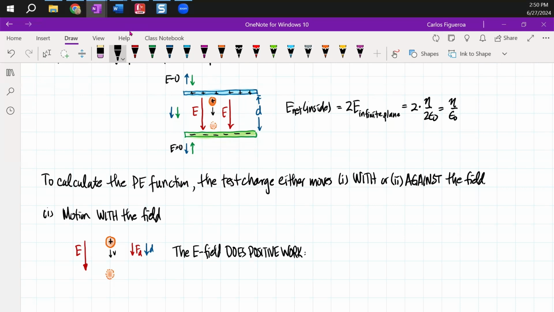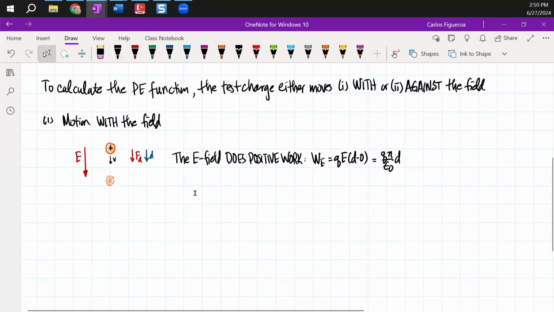So according to this, the work of the electric field should be the electric force times the displacement, which will be d minus 0. So then I can write this out, but I know what the electric field is. And so therefore I can write in the electric field, where this is then going to be Q eta over epsilon d. So now I have my work. So what does that work do? That work does positive work.